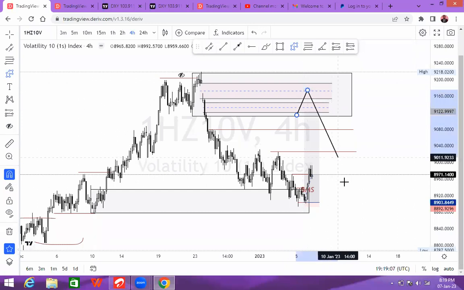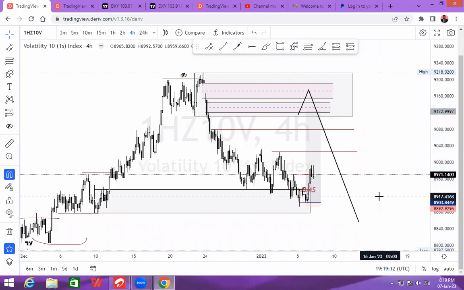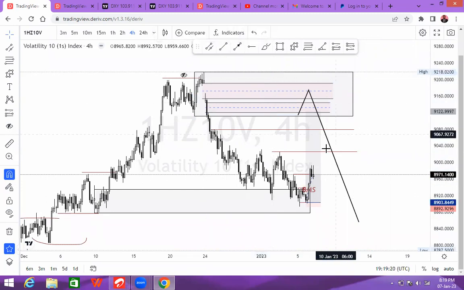Let's see here, and then we can have a push to the downside. So this was how I got this. I'm going to keep an eye on it. You can also keep an eye on it. If we get an entry, this will play out.